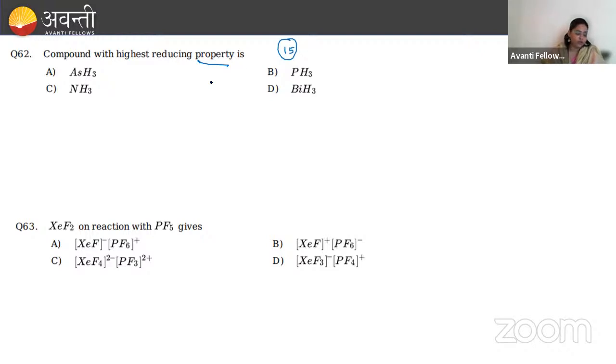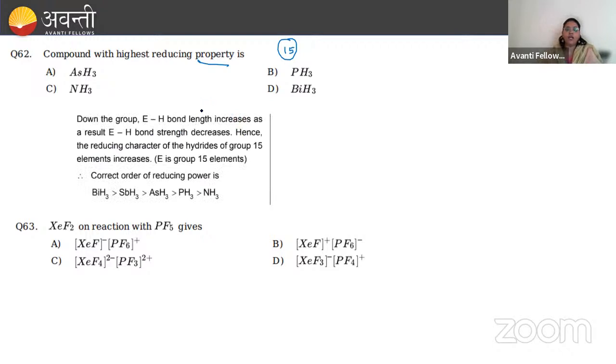So as we go down the group, okay, the reducing property, what happens to that is decreases. Okay, so see here what is happening. So as we go down the group, element to hydrogen bond length increases, and due to which the element to hydrogen bond strength decreases. Hence, the reducing character of hydrides of group 15 elements increases. So as we go down now, reducing power increases.